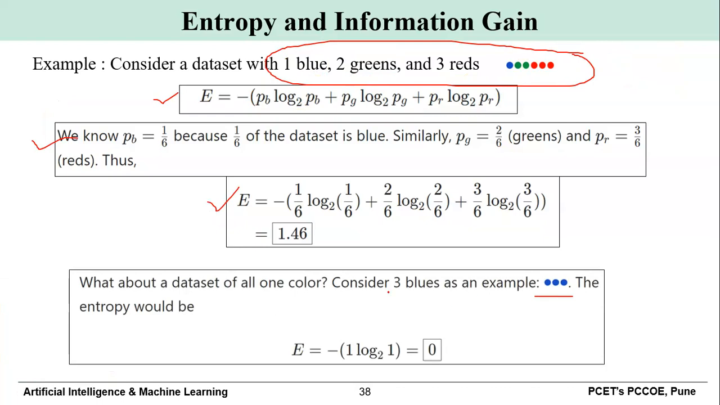Consider a data set consisting of three dots, and all dots are blue colored. So the total entropy would be 0. Why? Because the total number of dots is 3 and all three dots are of blue color. So the probability of getting a blue color dot is 3 by 3, which is 1. And when we put that value in this equation, you will get entropy as 0.